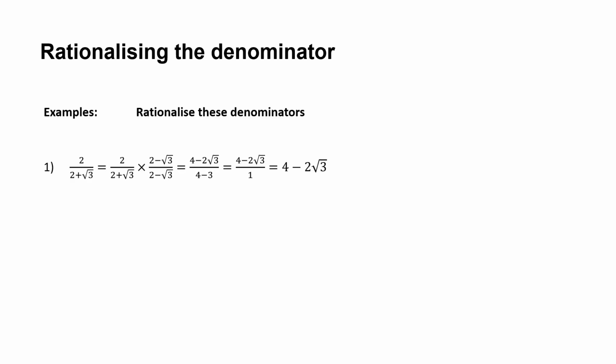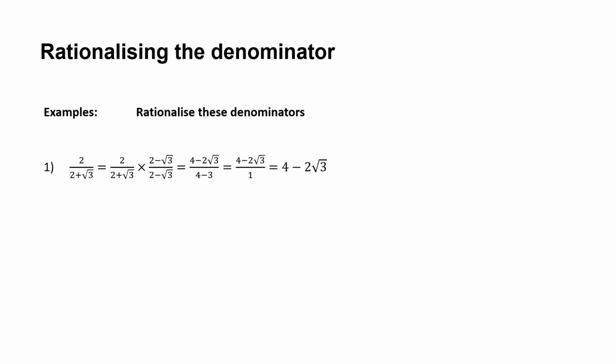So the first one we have is 2 over 2 plus root 3. So what I'm going to do, I take that denominator and I say, well, that's 2 plus root 3. So I'm going to work out that, but with the opposite sign. With the opposite sign, this will be 2 minus root 3. Now what I'm going to do is multiply the top and bottom of the fraction by this 2 minus root 3. So I have 2 times 2 minus root 3, and then 2 plus root 3 times 2 minus root 3.